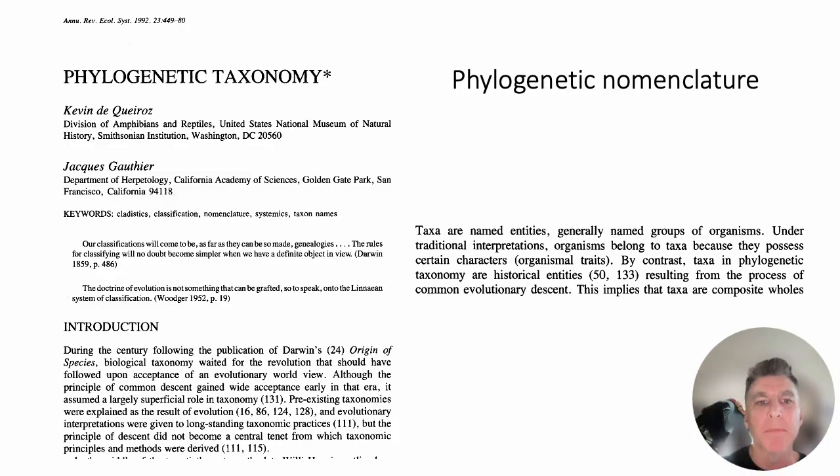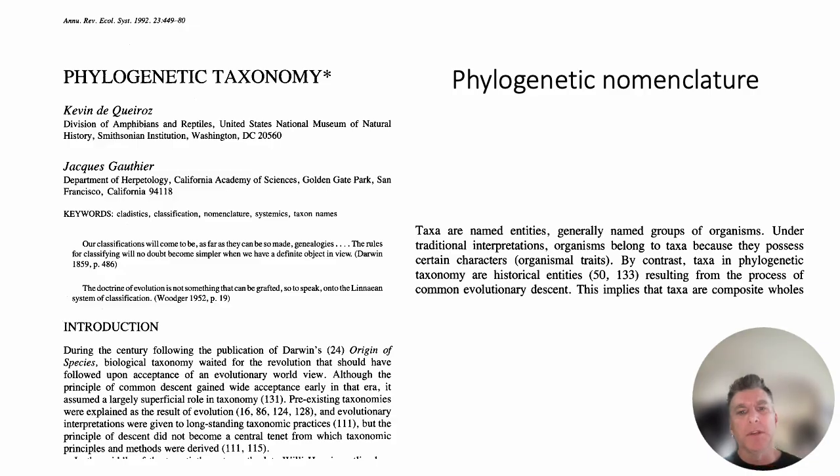Another important passage from this. Taxa are named entities, generally named groups of organisms. Under traditional interpretation, organisms belong to taxa because they possess certain characters, organismal traits. By contrast, taxa in phylogenetic taxonomy are historical entities resulting from the process of common evolutionary descent. That's the whole idea right there. That's the revolutionary part. Very simple.